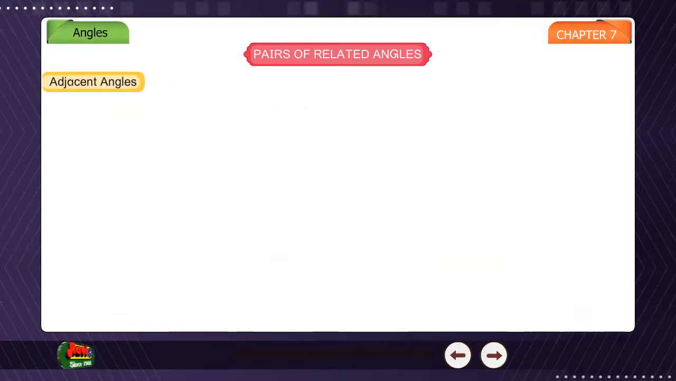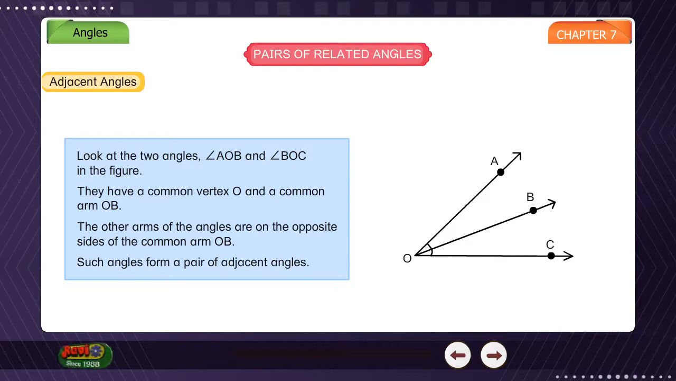Adjacent angles. Look at the two angles, angle AOB and angle BOC in the figure. They have a common vertex O and a common arm OB. The other arms of the angles are on the opposite sides of the common arm OB. Such angles form a pair of adjacent angles.